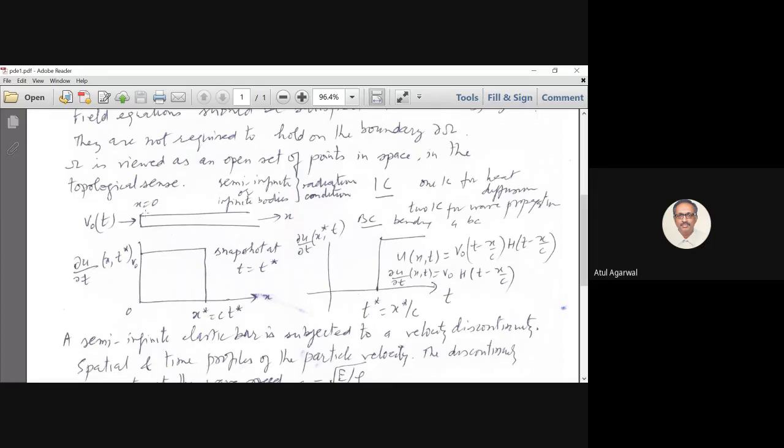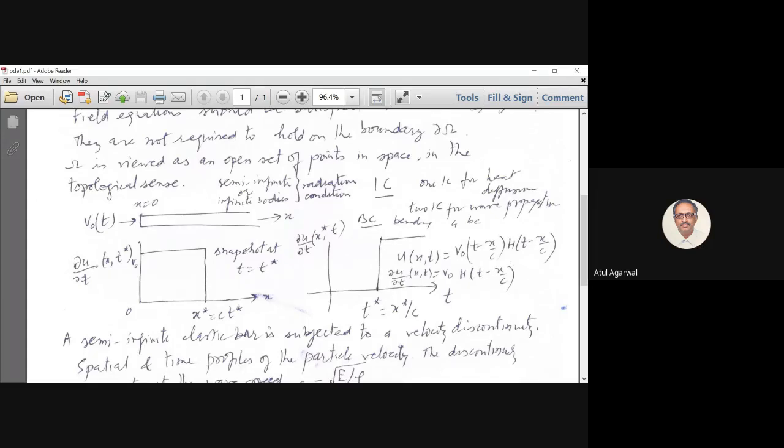So you see, all the medium is having finite speed. Where the wave has reached, the rest, everything is quiet. So this is the answer for velocity. H is a Heaviside function.